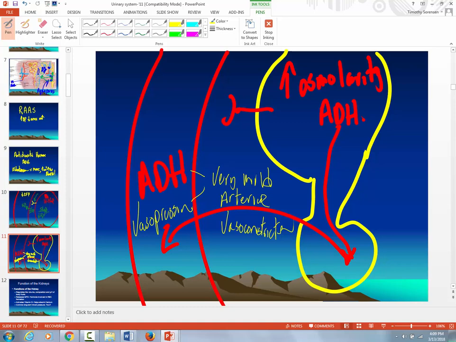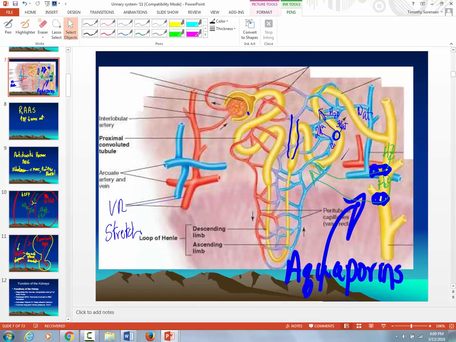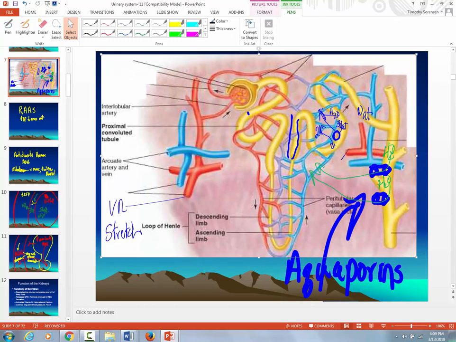alcohol. Drinking alcohol inhibits ADH's ability to insert aquaporins in the collecting ducts. What did I tell you? I'll never forget it. The collecting ducts are relatively impermeable to water. So if ADH is inhibited, they can't insert those aquaporins, so you can't reabsorb that water.